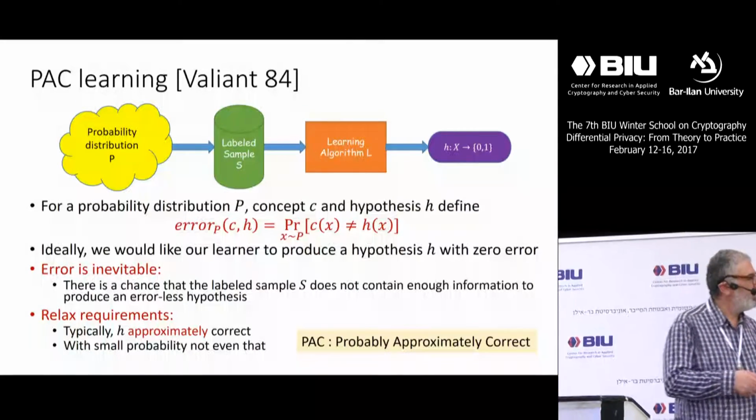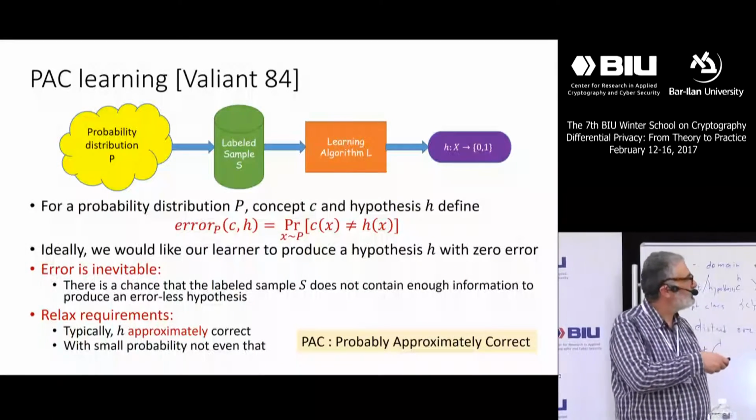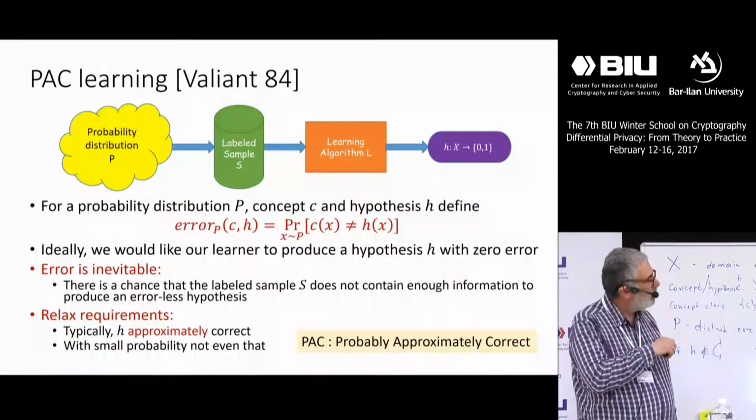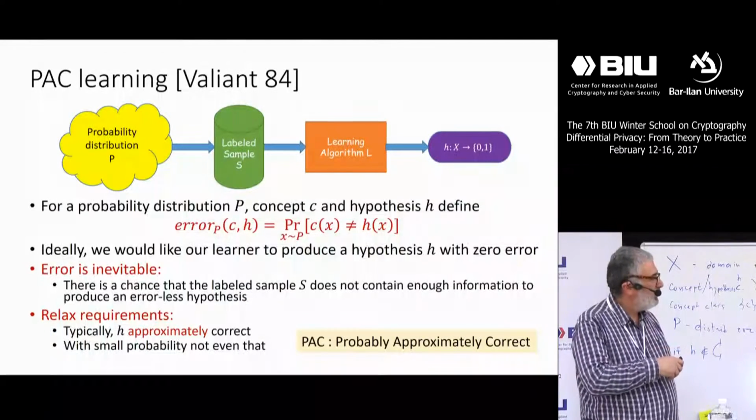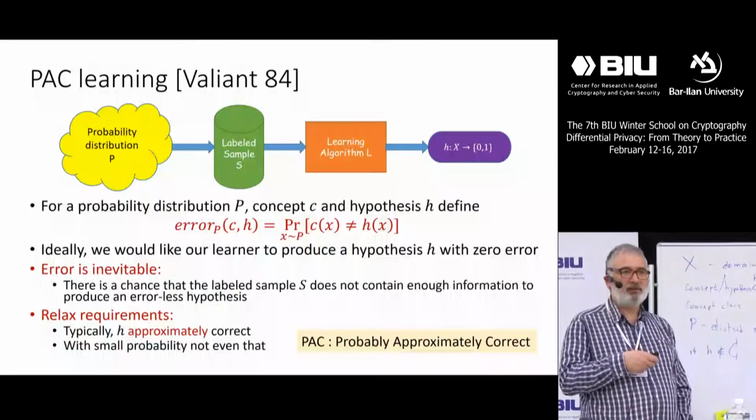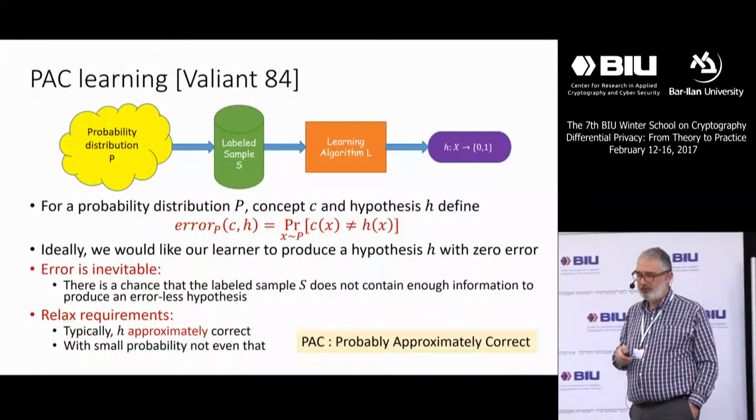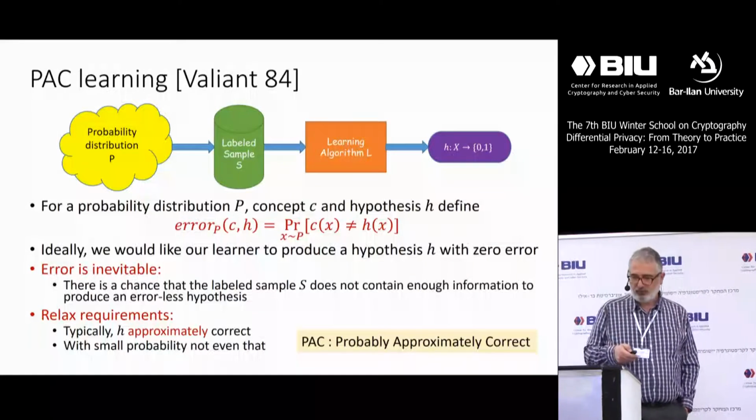And this typically and approximately are the reasons for the acronym PAC. We want to be approximately correct, but we're only probably approximately correct. Most of the time we're approximately correct. So there are two notions of approximation here.